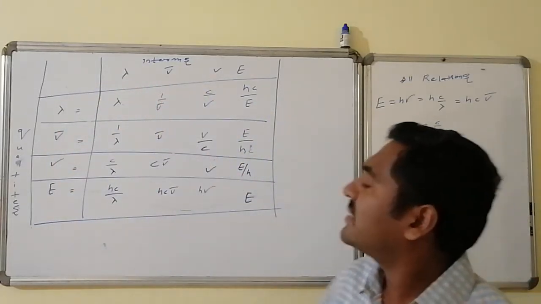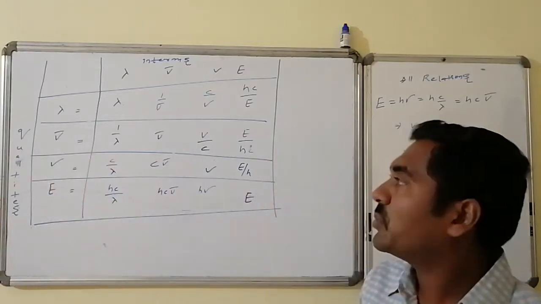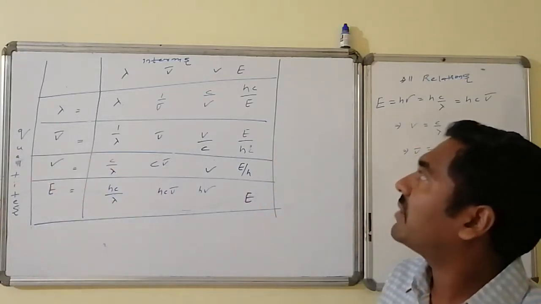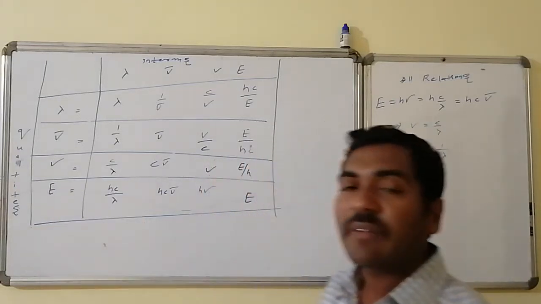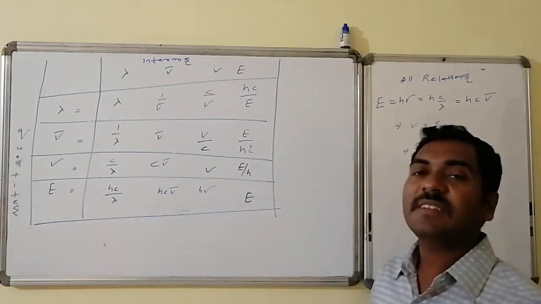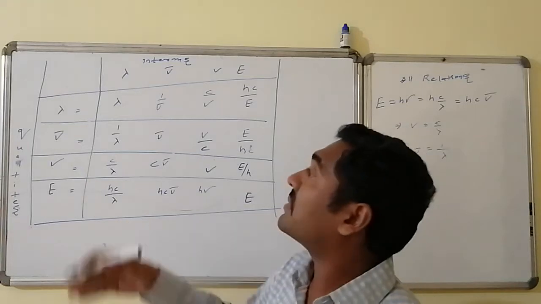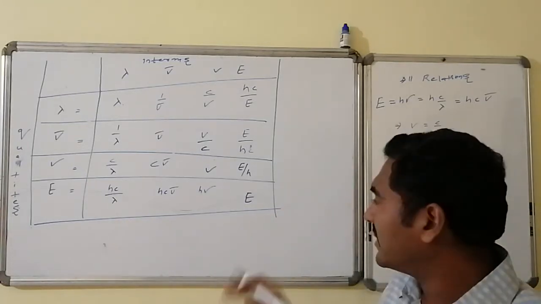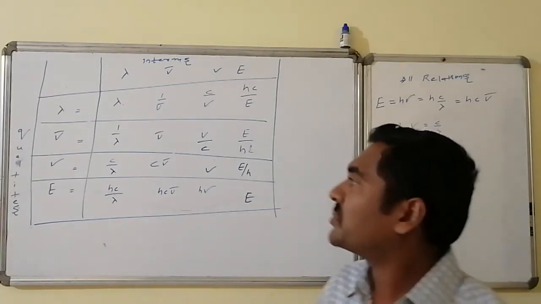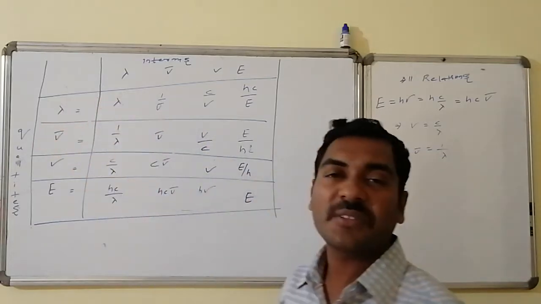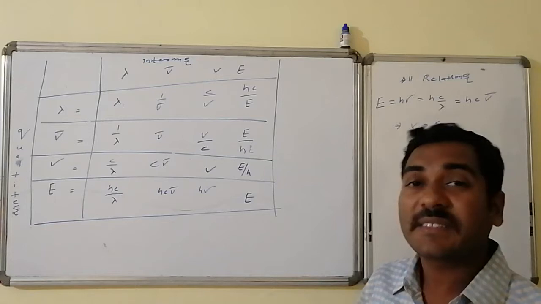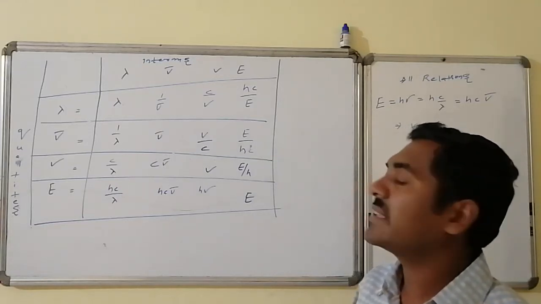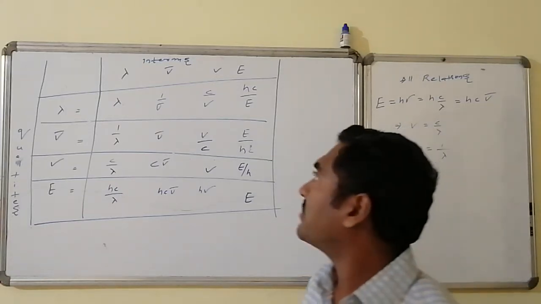well as the energy; wave number, that is nu bar, in terms of wavelength, wave number, frequency as well as energy; and frequency in terms of wavelength, wave number, frequency as well as energy; energy in terms of wavelength, wave number, frequency as well as in terms of energy. Suppose if I go for the wavelength, wavelength is equal to wavelength. Wavelength in terms of wave number, that is reciprocal of wave number, is equal to wavelength. The definition says the same.